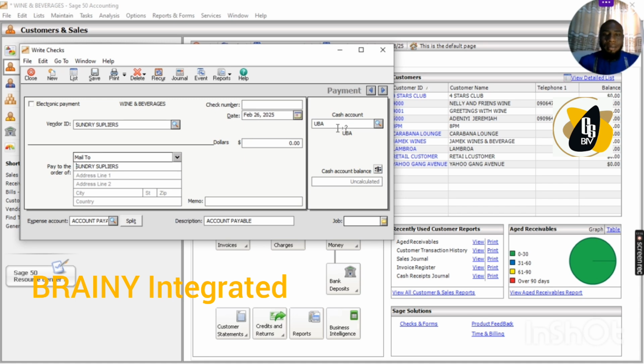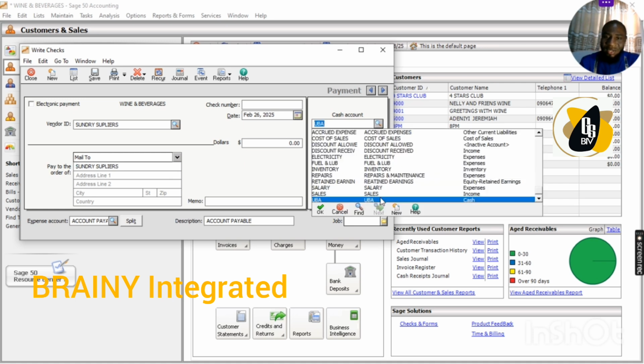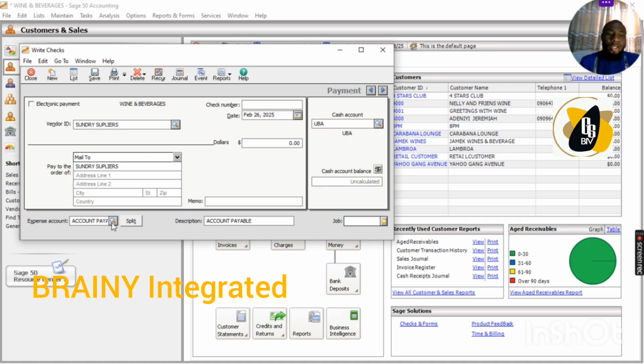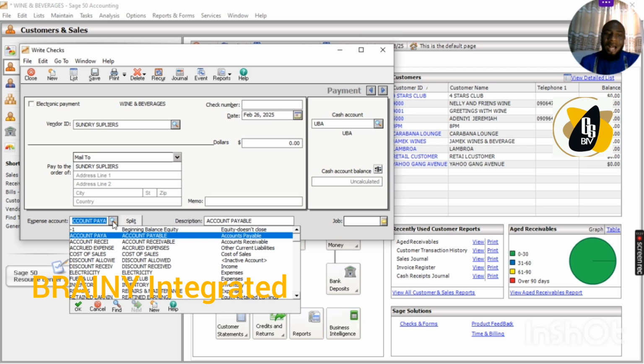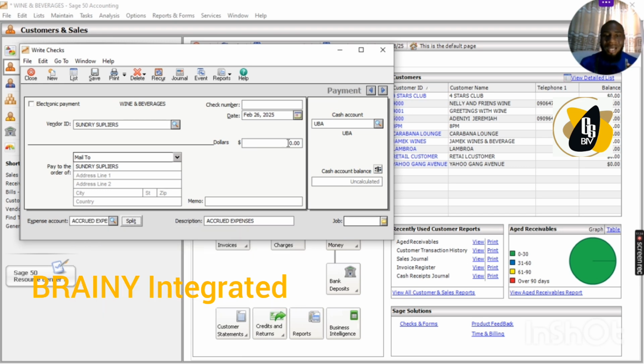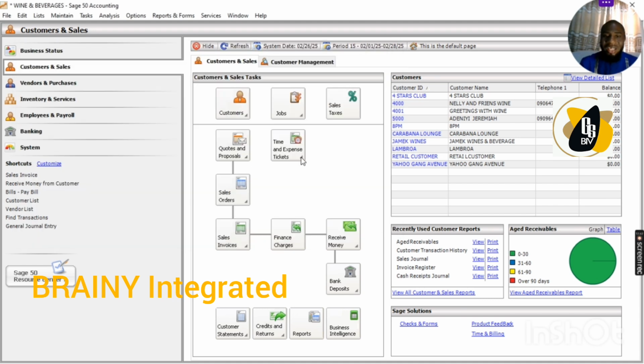But right now I'm choosing this and I'm paying this money from UBA. Can you see the cash account here? I've selected UBA. Now I am going to debit accrued expense again, of how much? Of 140,000. 140,000 was for repairs and maintenance. Now that I've done this, I'm going to click on save. Now let us go and check the effect again.